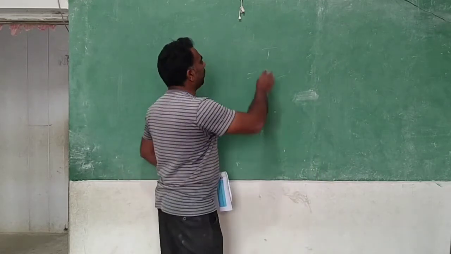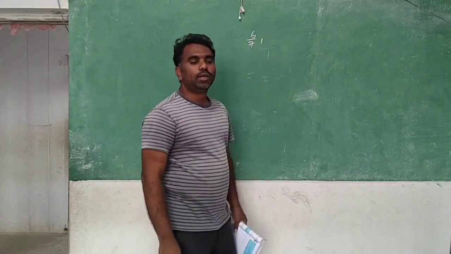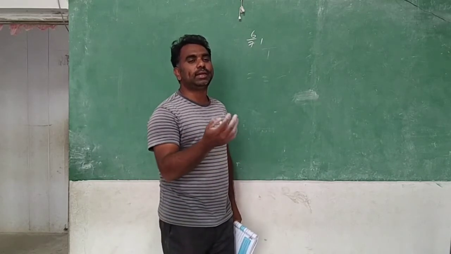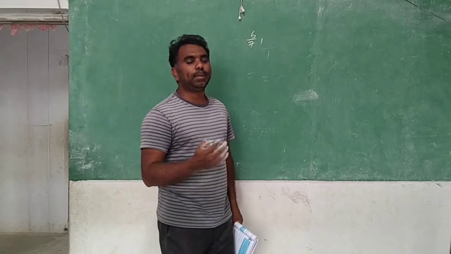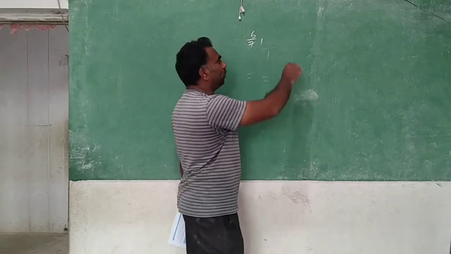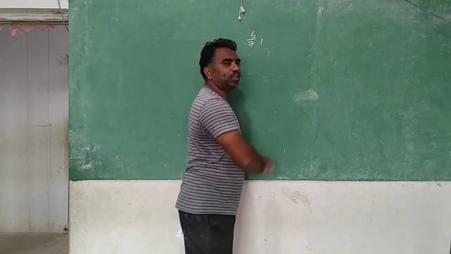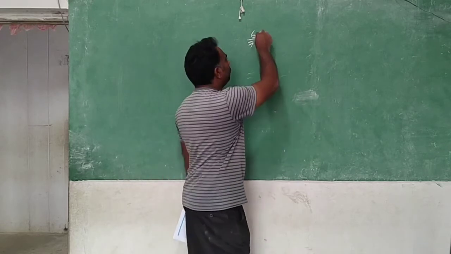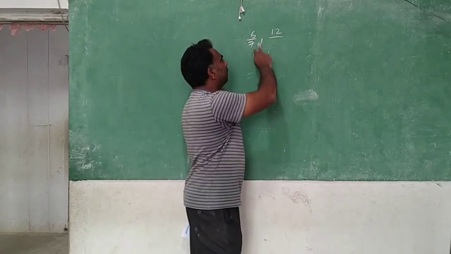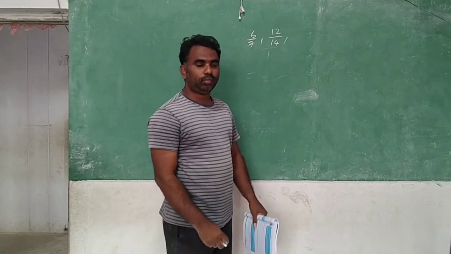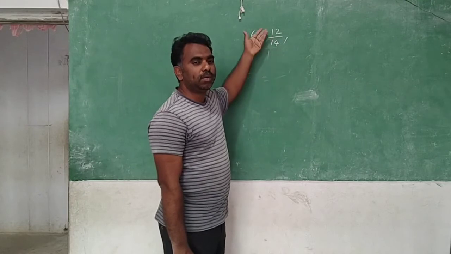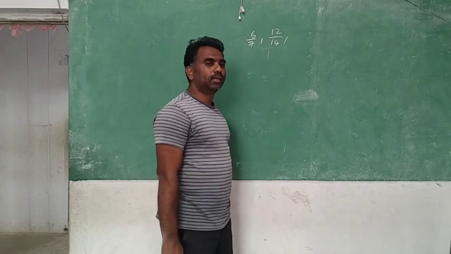I am writing equivalent fractions of 6 by 7 first. You get the equivalent fractions by multiplying the same number with numerator and denominator. Suppose you take 2, multiply 2 with the numerator and 2 with the denominator. 6 2s are 12. With the same number you need to multiply the denominator. 7 2s are 14. One more equivalent fraction you want to find. Then what will you do? With any other number you will multiply, with numerator and with denominator.